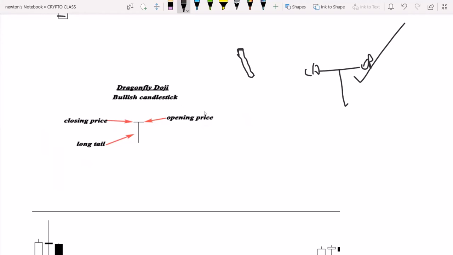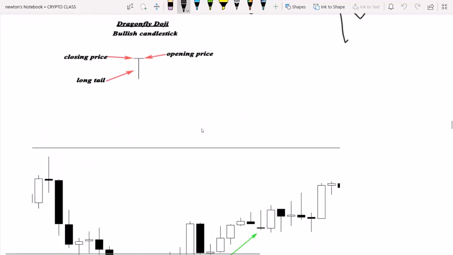Trust me, these candlestick types and patterns we are talking about are the common ones you always see on the chart. They appear everywhere. So if you're able to familiarize yourself with all of these candlesticks and patterns, trust me, you're good to go.